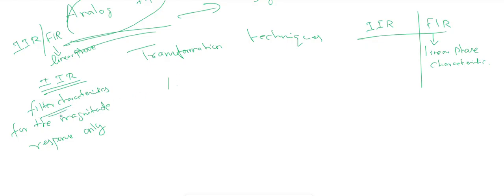Because the filter characteristics for the IIR filter are specified only for the magnitude response. With the same number of parameters, we can use either FIR or IIR, depending upon the application. And also FIR has more stability; it is more stable.